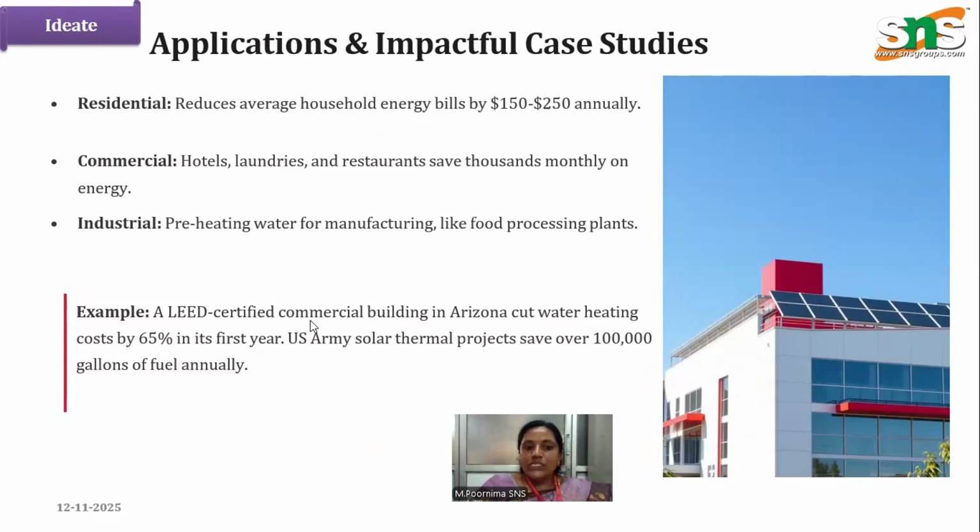For example, a LEED-certified commercial building in Arizona cut its water heating cost by 60 percent in the first year, and a US Army solar thermal plant saves lakhs of gallons of fuel annually. So these are the main applications and advantages. This is one of the ideas.